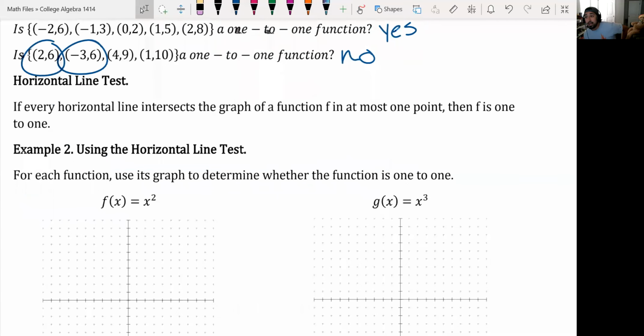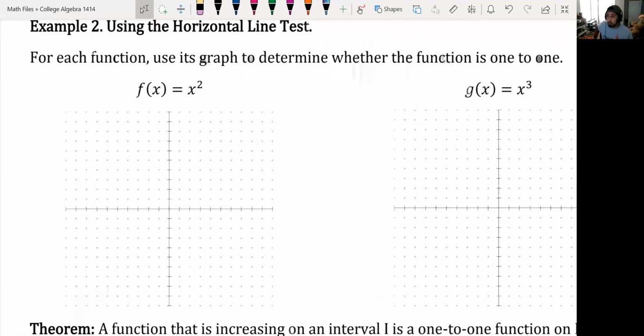Another way to tell if you have a one-to-one function is by the horizontal line test. This means you'll graph the function, or you'll be given the graph of a function, and all you have to do is draw a horizontal line through it. And if this horizontal line intersects only once, you have a one-to-one function. If this horizontal line intersects more than once, you do not have a one-to-one function. So let's see what that looks like.